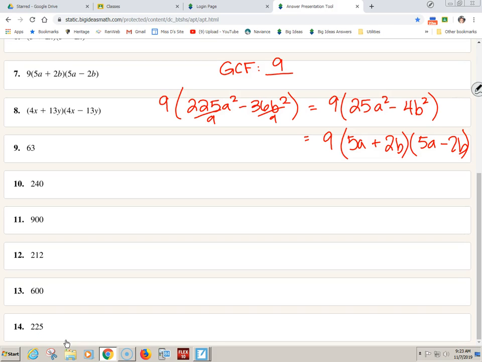Can we talk about number 10? Just to get one of the weird ones down. What was number 10's problem? Someone amazing wrote it down. Oh, 19 squared minus 11 squared.